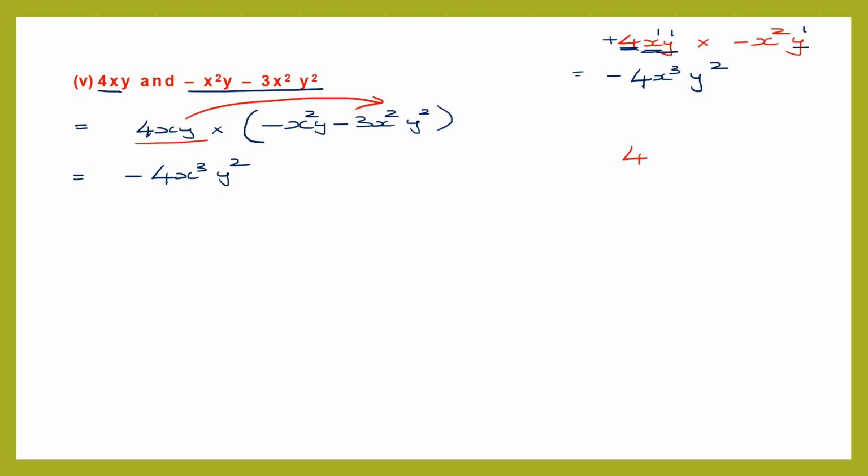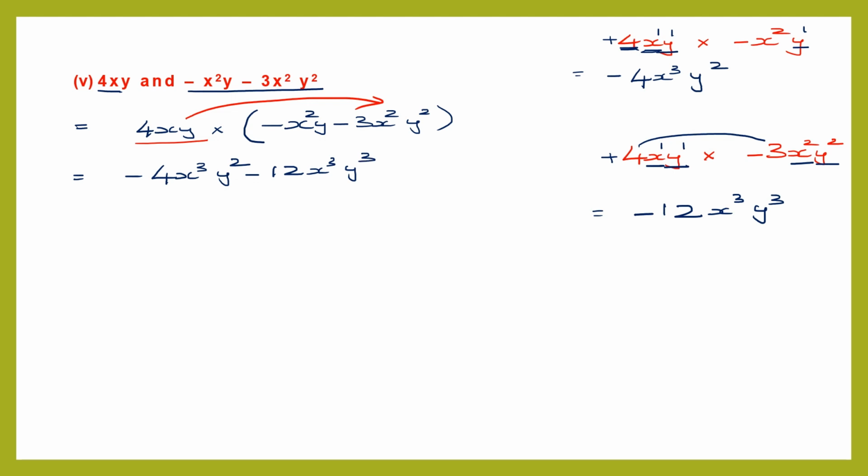That is 4xy into minus 3x square y square. So first let's multiply the signs. Now here it is plus and that's minus. Plus into minus is minus. Now let's multiply the numbers. 4 3s are 12. Now let's take the letters. Here x to the power of 1 and here x to the power of 2. That will make it x to the power of 3. Here y to the power of 1 and there y to the power of 2 will make it y to the power of 3. So here we have minus 12 x to the power of 3 and y to the power of 3. So this is our answer, minus 4 x cube y square minus 12 x cube y cube.